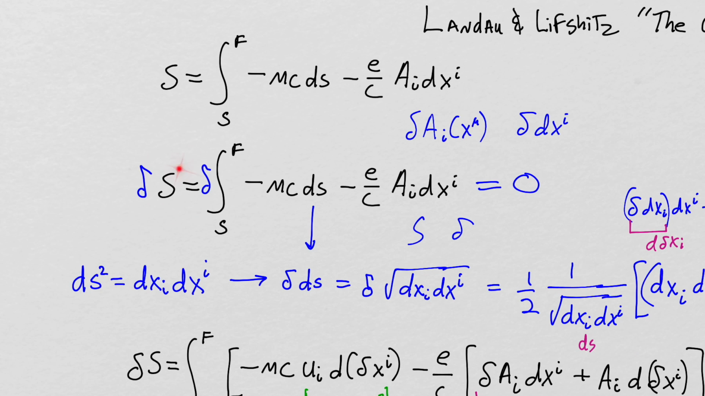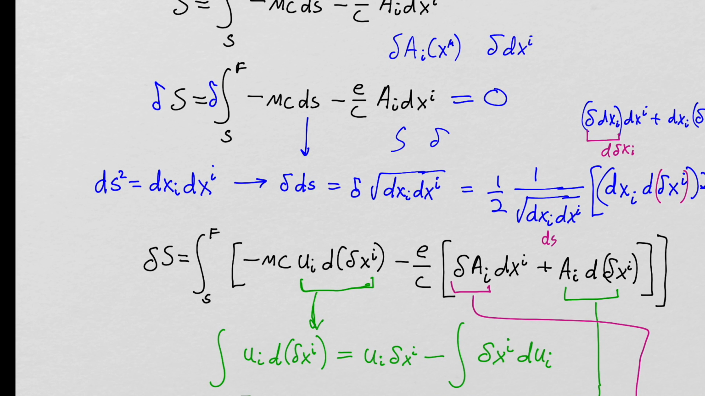The way we're going to do this is we're going to take the variation of the action, the variation of this integral, starting with the variation of the first term. We know that ds squared equals this expression by definition. Mc is a constant. So we want the variation of ds, which is the variation of the square root of this expression. Here we're actually using this formal definition of ds. We're taking the variation of this function.